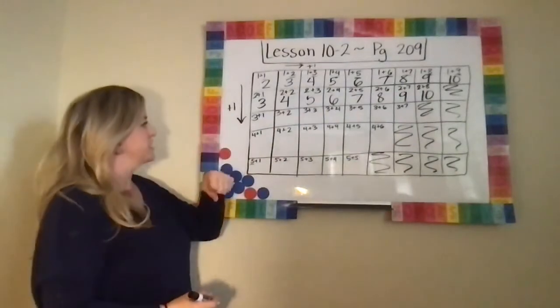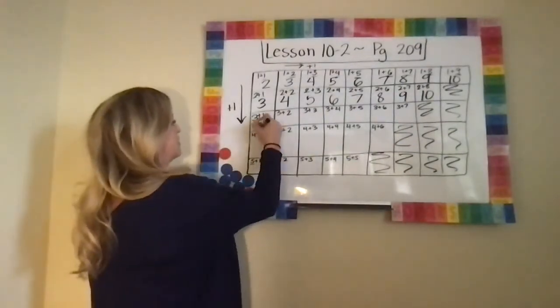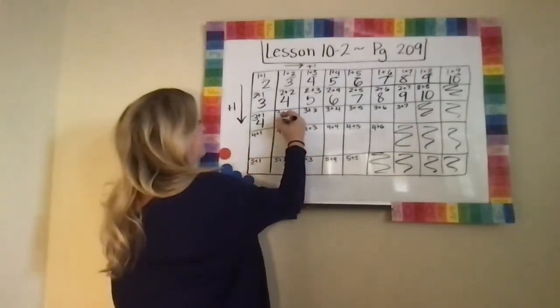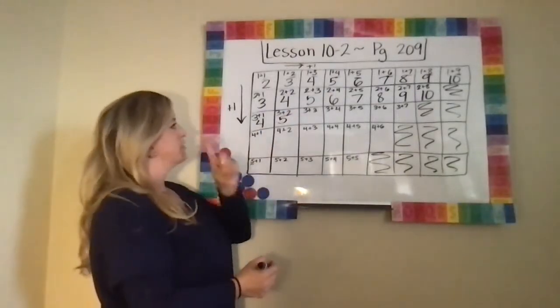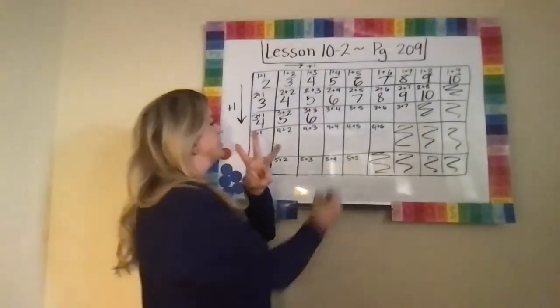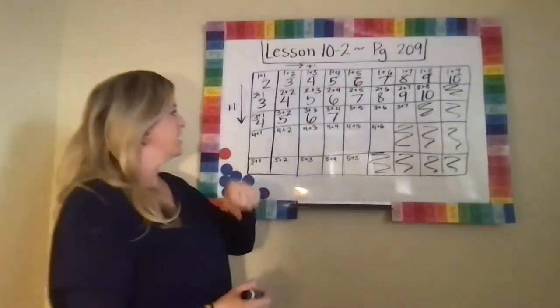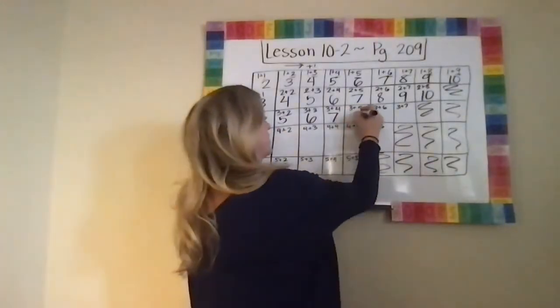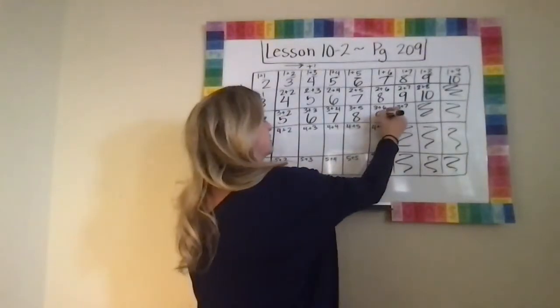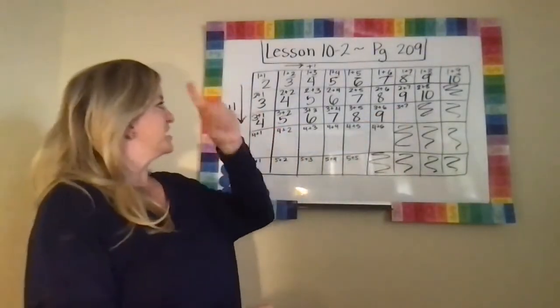All right, 3, 4. 3, 4, 5. 3, 4, 5, 6. 4, 5, 6, 7. 5, 6, 7, 8. 6, 7, 8, 9. 7, 8, 9, 10.